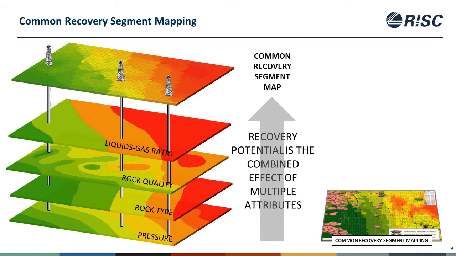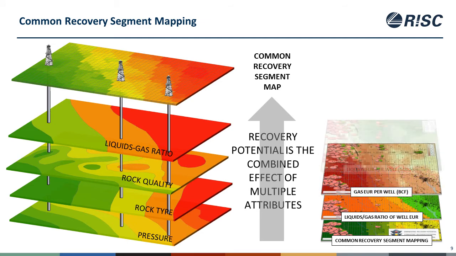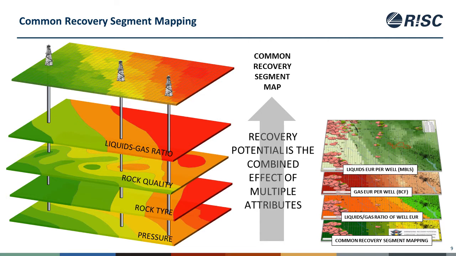From the production data, we can map out across the basin a liquids to gas ratio. By multiplying the liquids to gas ratio map with our production calibrated common recovery segment map, we can produce maps of gas and liquids potential per well. These maps are an interpretation of what one well in a section will produce from an individual unit based on how the geology of that area differs from known production.